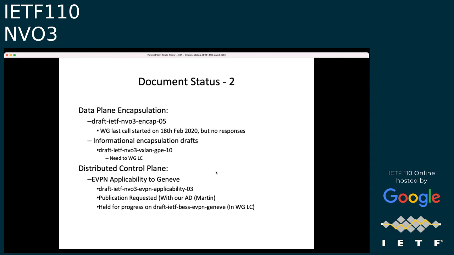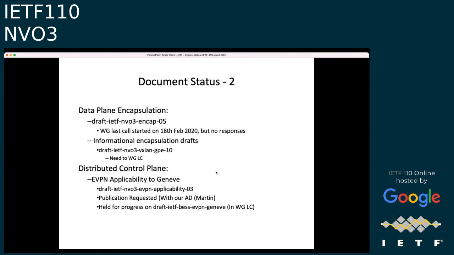Yes, we definitely need an active editor or two on this draft if it's going to move forward. We also have some informational documents on alternative encapsulations. I think that the one that had interest in progressing last time we discussed this was for VXLAN GPE. And so we probably need to working group last call that as well. But again, I think we're going to have to look for fairly significant interest from the working group and some comments and proper level of review from the working group in order to progress this document.